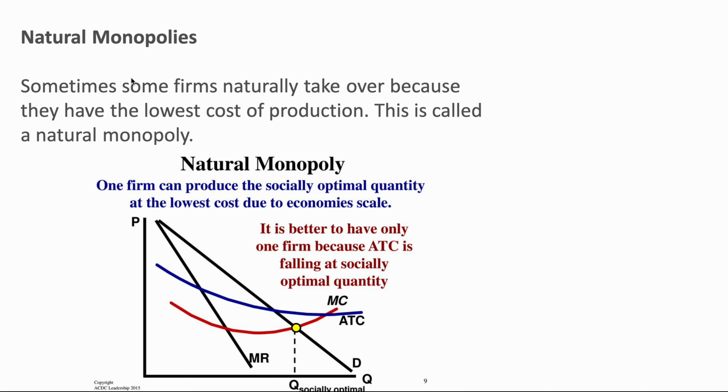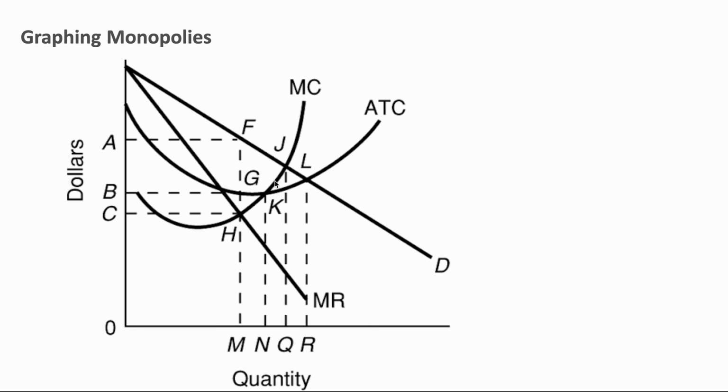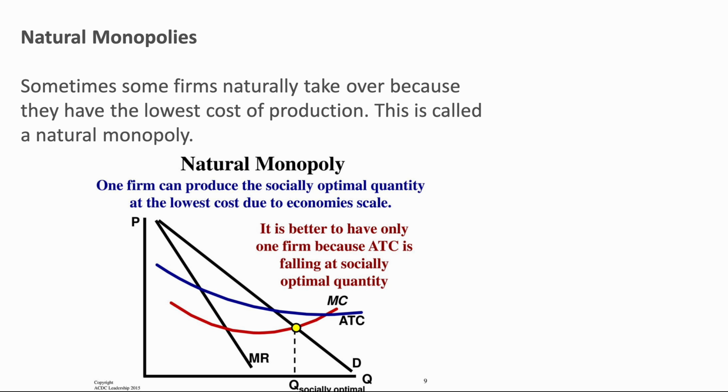Then we also have a natural monopoly. With a natural monopoly, some firms naturally take over because they have the lowest cost of production. For example, some companies might have a patent or a copyright that makes them able to make solar energy, for instance, better and cheaper than anyone else. That creates a natural monopoly. For natural monopolies, you'll generally see a graph like this, where marginal cost and average total cost are more elongated. Not like this, where it's more like a parabola you might see in a math class. It's more elongated. That's how you notice a natural monopoly.